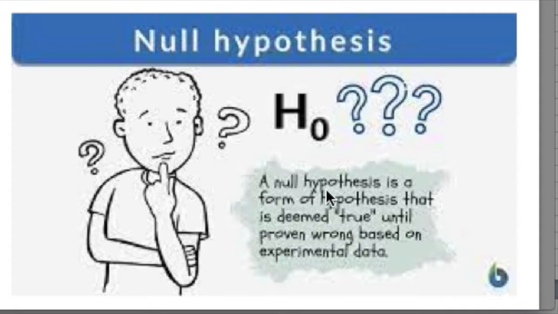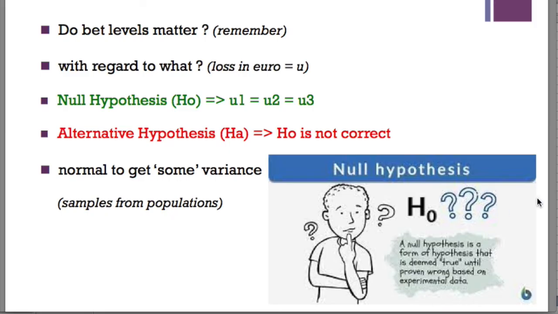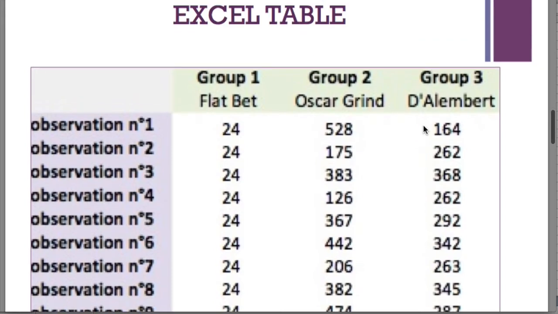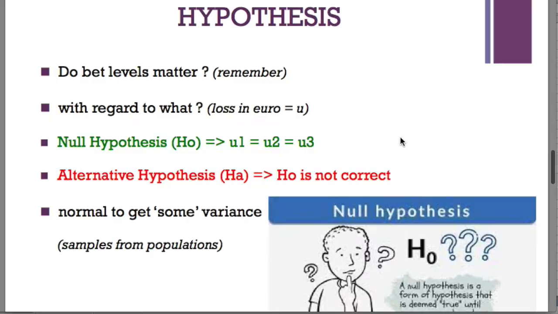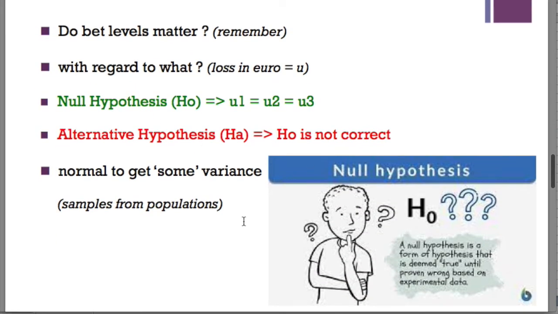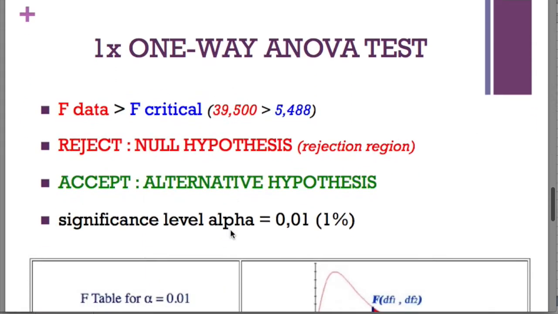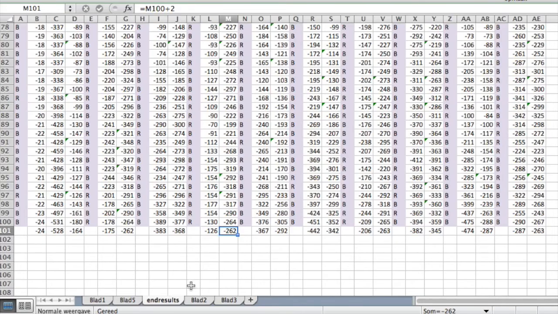Here you can see the null hypothesis is a form of hypothesis that is deemed true until proven wrong based on experimental data. Now be very careful, you will say, but that's too bad, this is not the same level as this. But wait, not too fast. When you take samples from populations, it's normal to get some variation, some variance. We really need to test it. So let's do the ANOVA test.